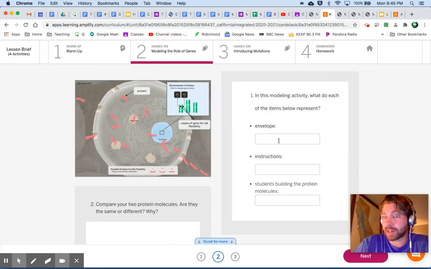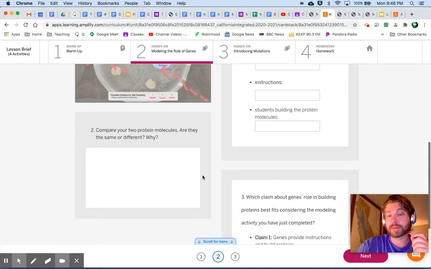We actually just talked about this, didn't we? What did the envelope represent? Oh yeah, it represented the nucleus. The instructions, those were the genes, and the students building the protein molecules. This one may have escaped you, may have passed you by. The ribosomes. The students building the protein molecules were the ribosomes. That's actually where the proteins get put together in the cells.